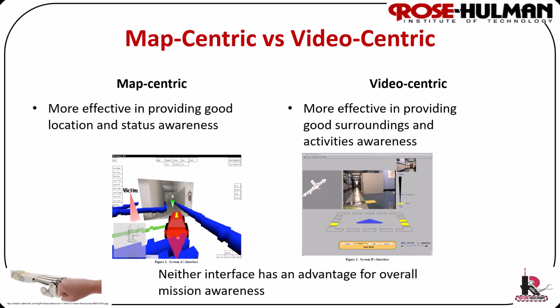So here, the map-centric approach on the left may be most effective in providing good location and status awareness, but the video-centric approach on the right may be more effective in providing good surroundings and activities awareness. And you may find that neither interface has an advantage for overall mission awareness, in which case you may want to have both available so that the user or operator can switch back and forth based upon their needs.